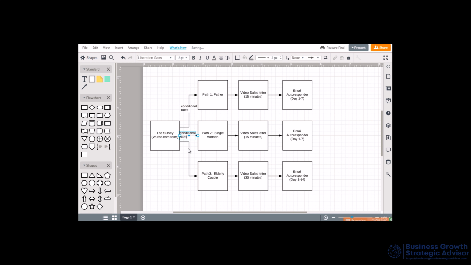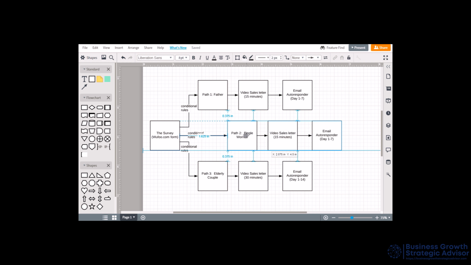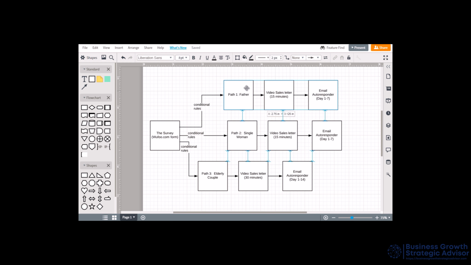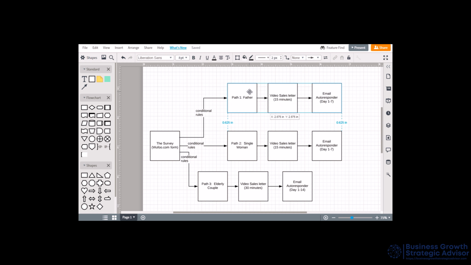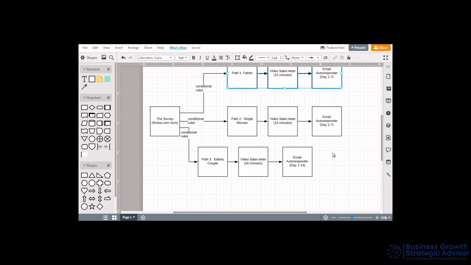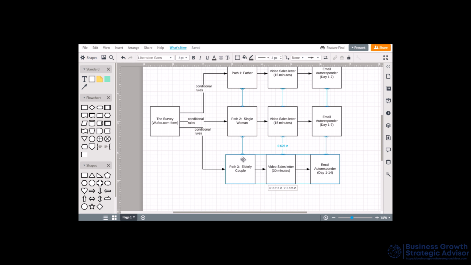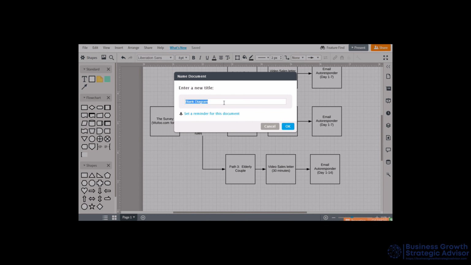So we'll write that here, we'll write that here, and we'll write that here. So there will be conditional rules here, here, and here. I'm going to move this a little bit over here, just so it's a little bit easier. And I don't know if you noticed this, but as I'm moving it, it locks into place. And I like that about Lucidchart, it makes it really easy and organized. And we can name this. Click OK.